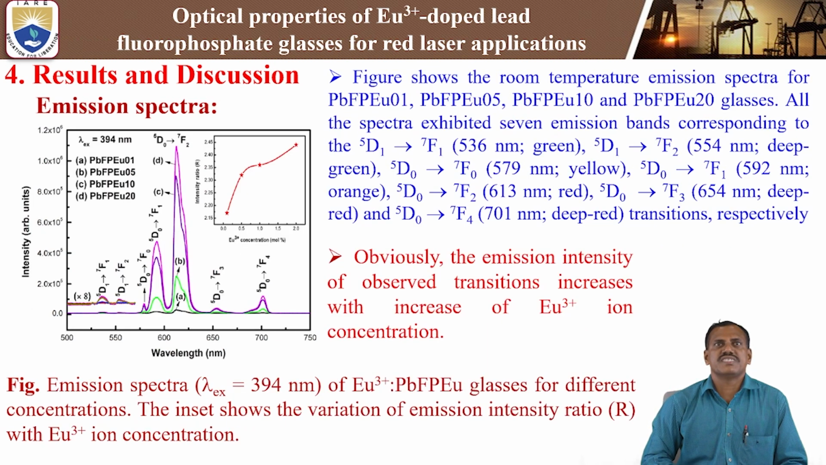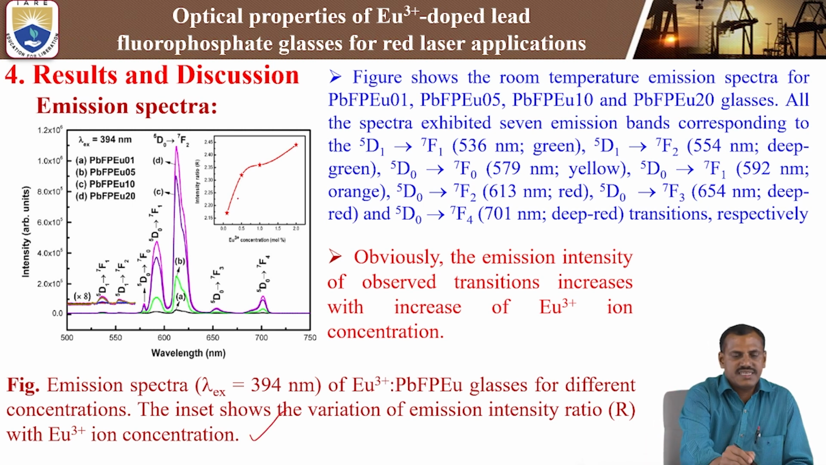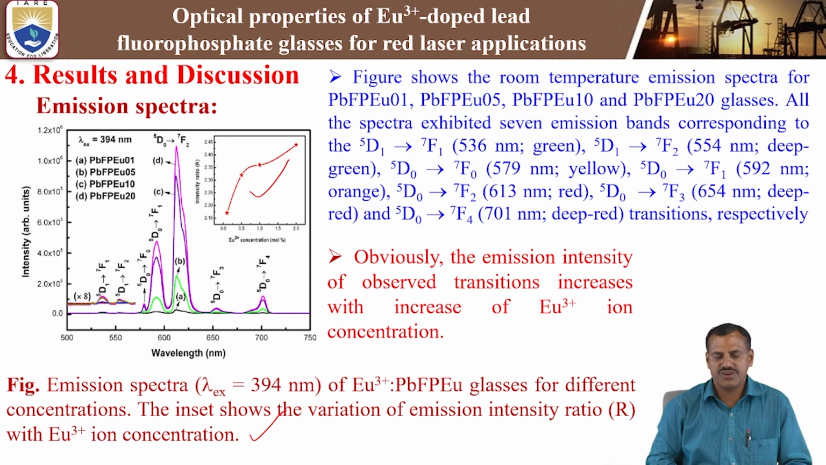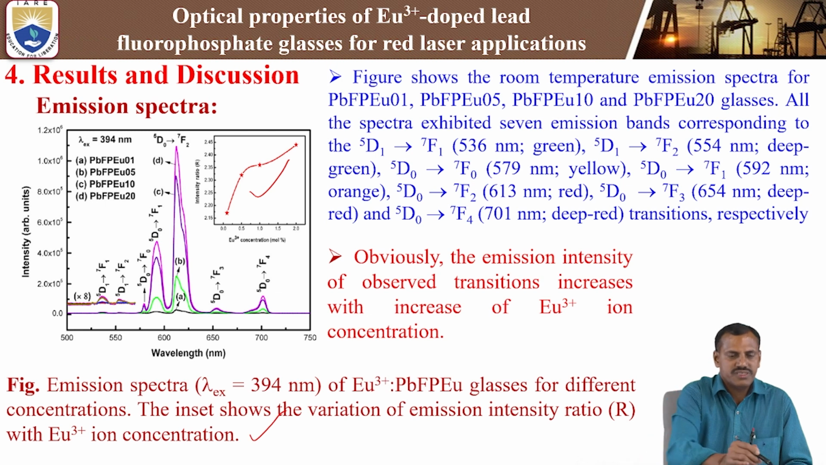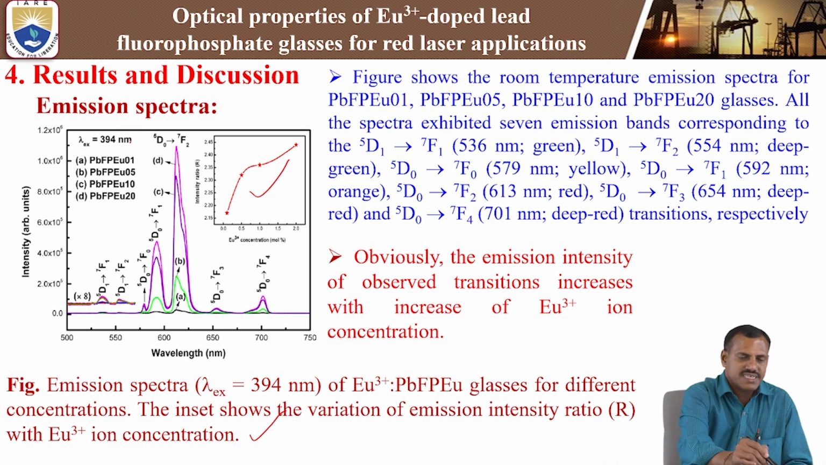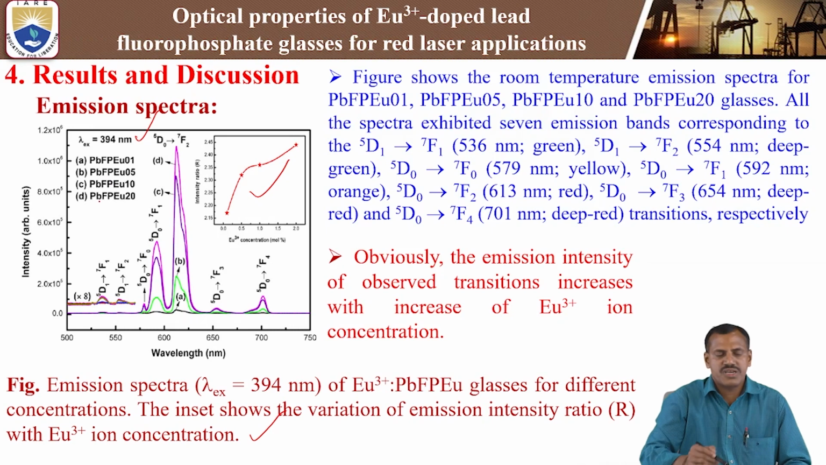Next, coming to the emission spectrum. This is the emission spectrum of fluorophosphate glasses. See here, this is the emission spectrum of europium 3 plus doped glasses for different concentrations. The inset shows the variation of emission intensity ratio R with respect to europium 3 plus concentration. The inset diagram shows concentration versus the emission intensity ratio R. Here exciting using 394 nanometer, with different concentrations from low concentration 0.1 mole percentage to 2 mole percentage of europium 3 plus ions.